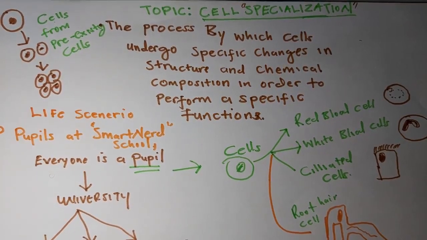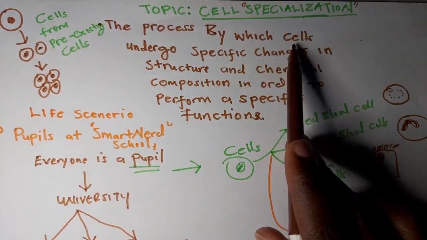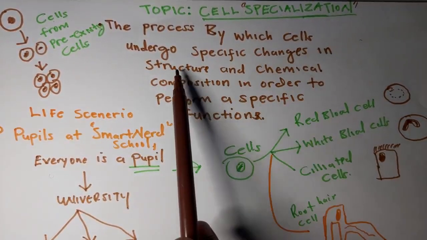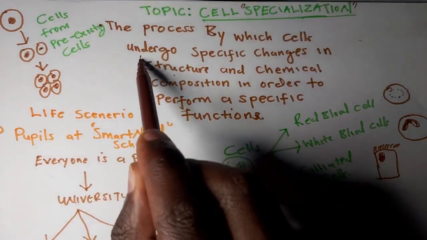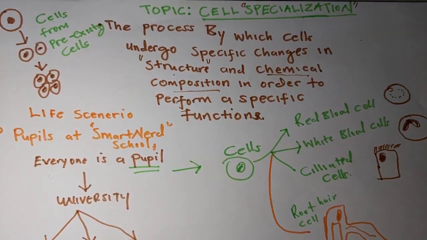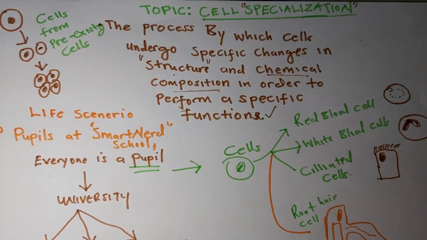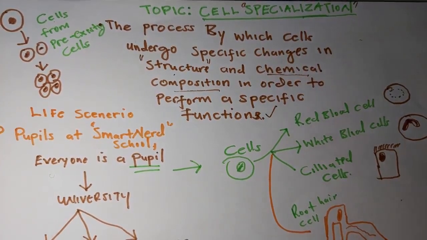So we looked at what cells are, and we gave examples of different types of cells. Now we're looking at cells that have specialized and now have a particular function. Cell specialization is simply the process by which cells undergo specific changes in structure, and the chemical composition in the cytoplasm will change. This is in order for that cell to be able to perform a function that is specific only to that cell. This is what we call cell specialization.